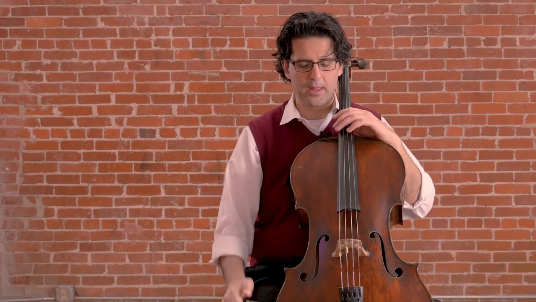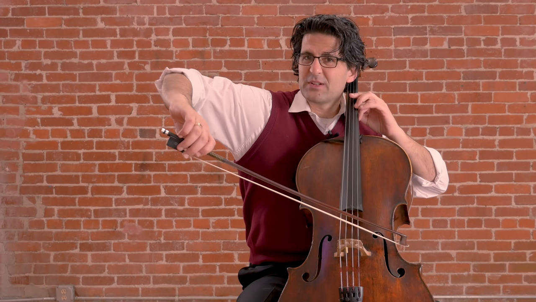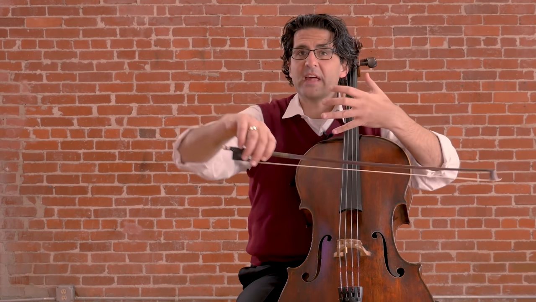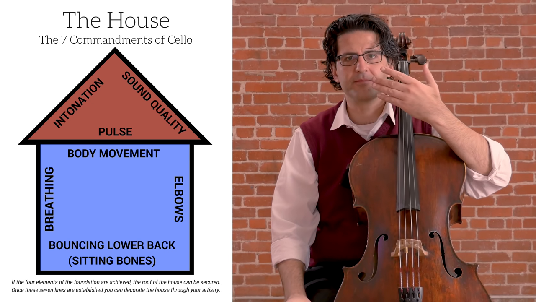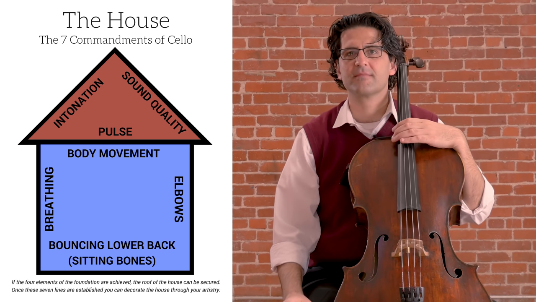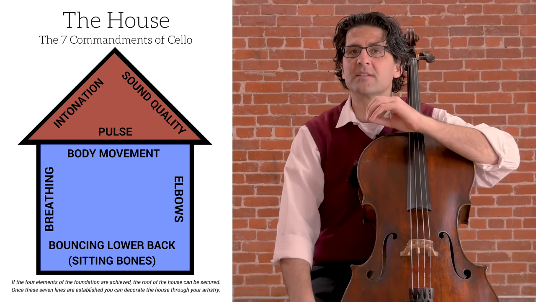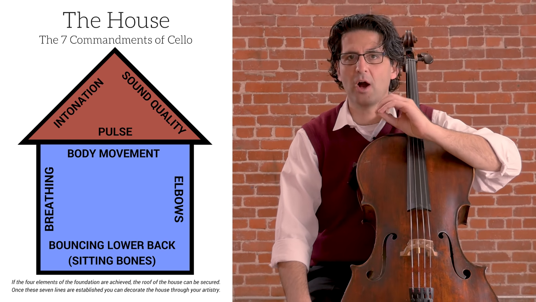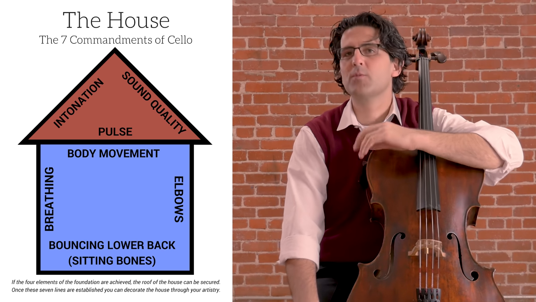Now that goes back to the bow as well. This is left hand and right hand. If we play a note, and we get to the tip, many people do this, because they express kind of an emotion or discomfort sometimes when they shift with lifting the elbow. So those four fundamentals, breathing, bouncing lower back, body movement, and elbows are the fundamentals of us, of our cello house.